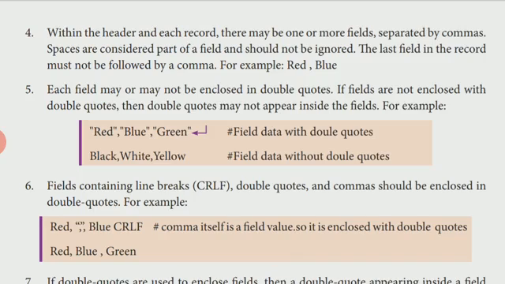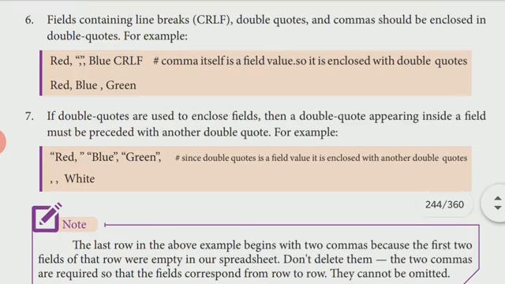And I already told you, the number of header fields should be equal to the number of data values. For example, if in one place there is no data, at that time you have to enclose it with open and close double quotes. So it will be considered as a data value. So the number of data values should be equal.